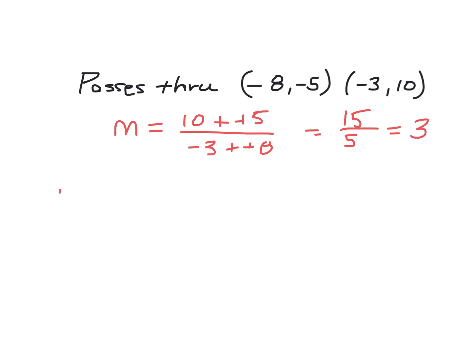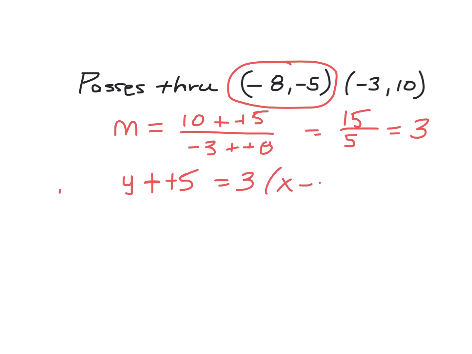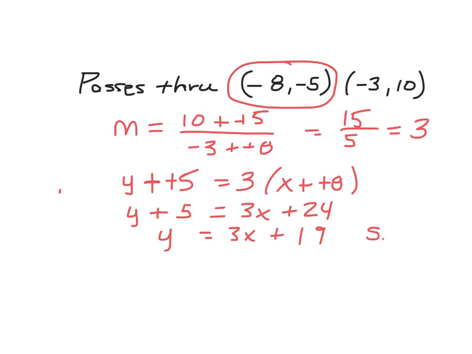Now I've got 2 points and a slope. The most logical way to do this is point-slope. I can pick any point I want to. I'm going to use this point. So I'm going to have y minus a negative 5 equals 3 times x minus a negative 8. I could distribute. I could subtract 5. And now this is slope-intercept form.